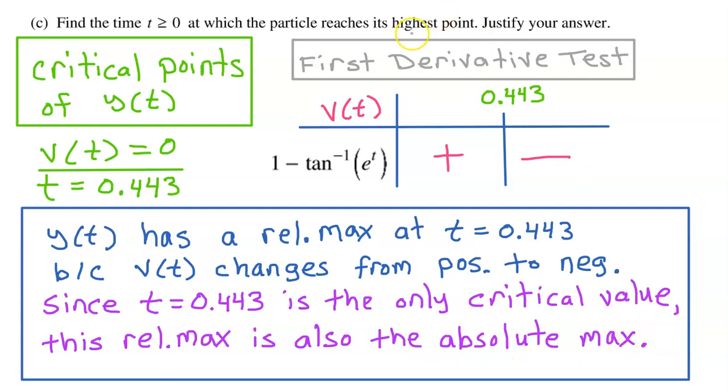Let me emphasize one more time that usually when they ask us to find the absolute max or the absolute min, we use a candidates test. But that only works when they give you an interval with endpoints. If they don't give you an interval with endpoints, check to see if there is only one critical value. If so, any relative max will automatically be the absolute max, and any relative min is also the absolute min.